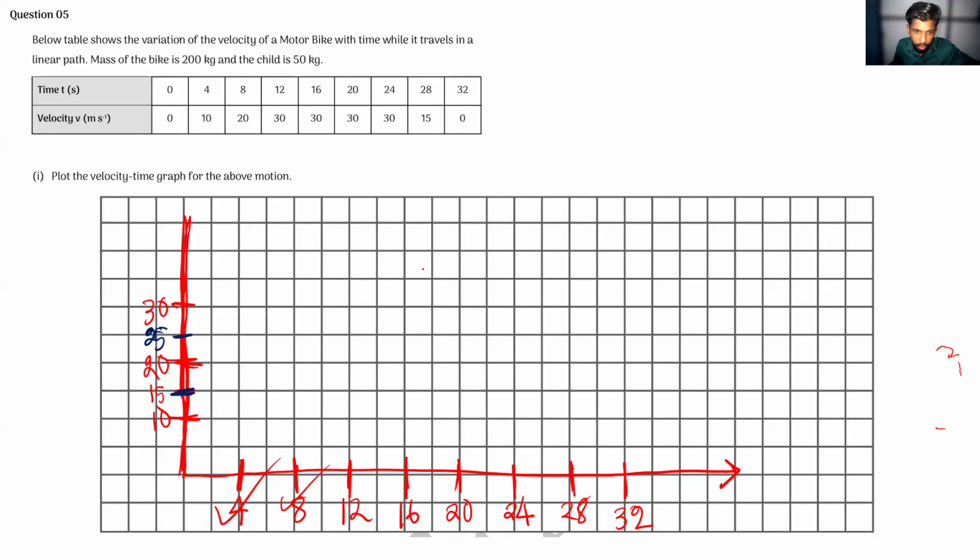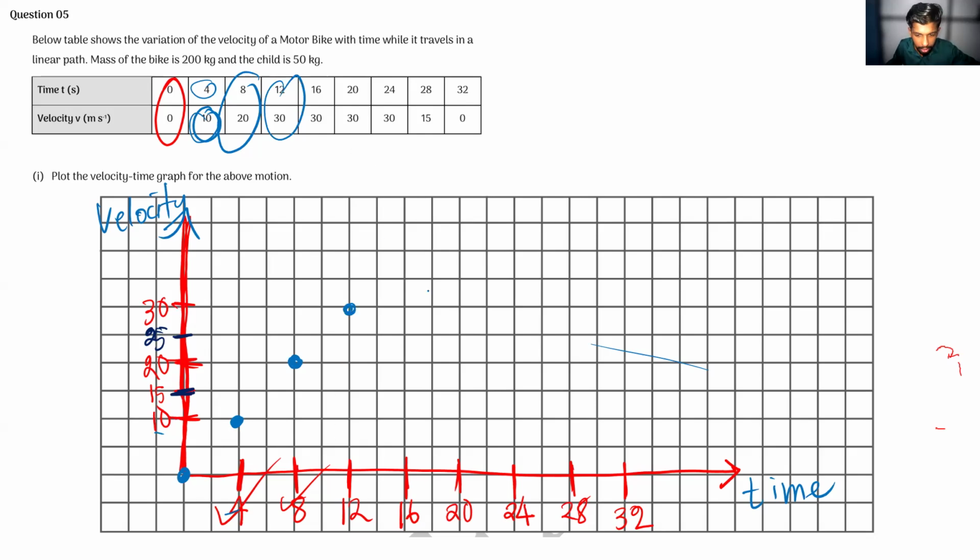Fine, now I'm going to show you how to draw the diagram. I will use another color pen, light blue. Start at 0, 0. In the x-axis, you mention the time, and in the y-axis, the velocity. So time is 4 and velocity is 10: 4, comma 10. Then 8, comma 20. And 12, comma 30.